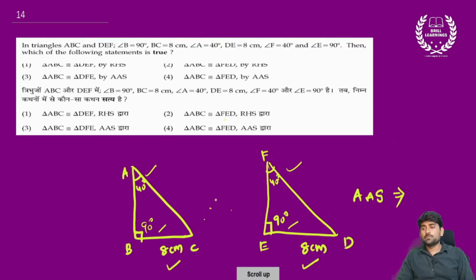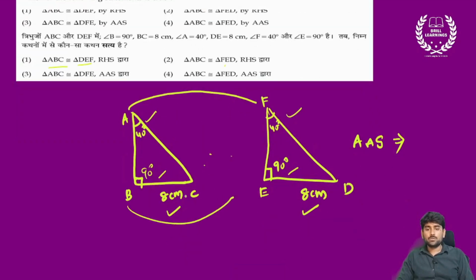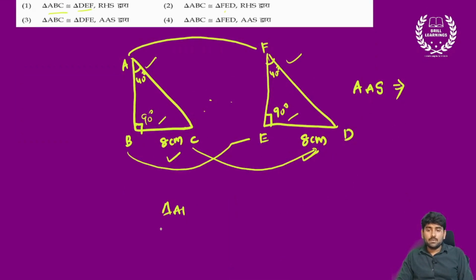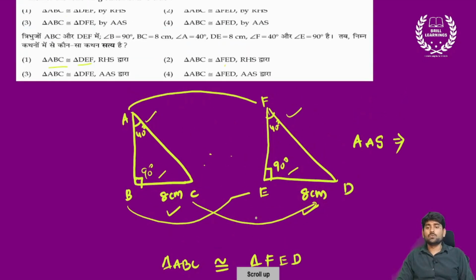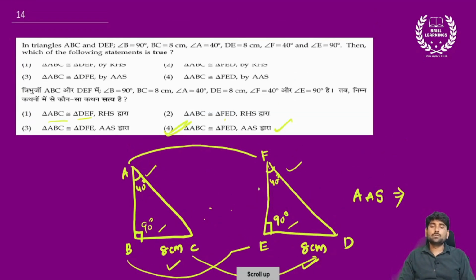So first option, if you see, triangle ABC is congruent to DEF. Wrong. ABC means A should correspond to the matching vertex, B should correspond to E, and C. That is why triangle ABC is congruent to triangle where A corresponds to F, B corresponds to E, and D. So triangle ABC is congruent to triangle FED, based on the angle side axiom. So the fourth one is the right answer here. Let's move on to the next question.